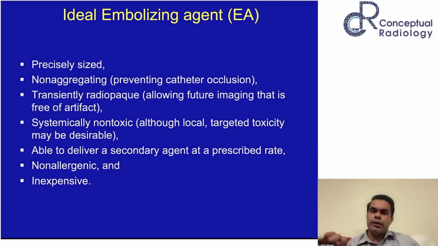Non-aggregating, so it should not occlude amongst themselves, because otherwise they might occlude the catheter itself. If they aggregate amongst themselves, it may happen while we're injecting. Transiently radiopaque: because we have to inject them, we should be able to see where the particle is going, but it should not be a permanent radiopacity or a very high degree of radiopacity, because then while imaging later on, we will find it difficult to image the desired location because it will cause artifacts. Systemically non-toxic. So even if some part of it goes into the systemic circulation, it should not cause toxicity.